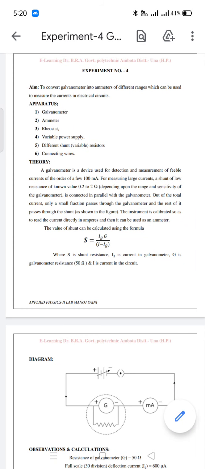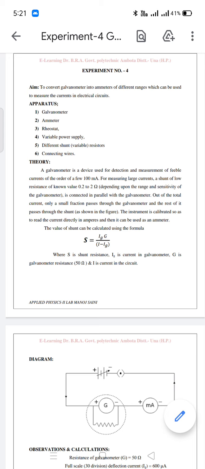Good afternoon, students. Today our experiment is to convert a galvanometer into ammeters of different ranges, which can be used to measure the currents in an electrical circuit. First of all, the apparatus we require to perform this experiment: a galvanometer. A galvanometer is a device which is used in a circuit to detect current.